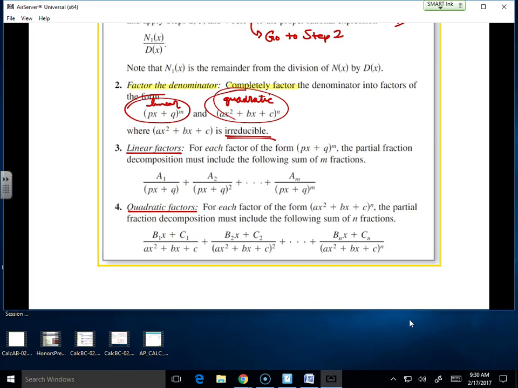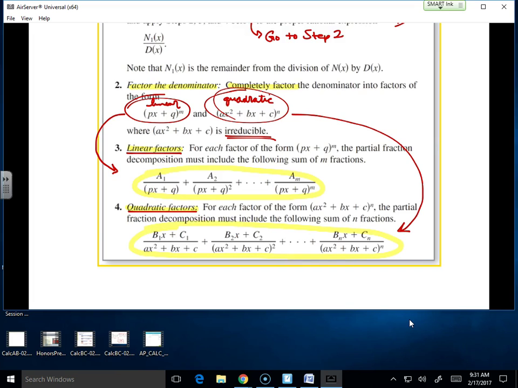Now, depending on what you get in step 2, you're going to be pointed 2 different directions for step 3. So we'll just say 3 and 4, they kind of go together. It depends on what you get in step 2. If you get linear factors, you're going to have to go ahead and make partial fractions for each of them. And partial fractions for linear factors will look in this form. If you had quadratic factors, then you're going to go ahead and write partial fractions in this form.